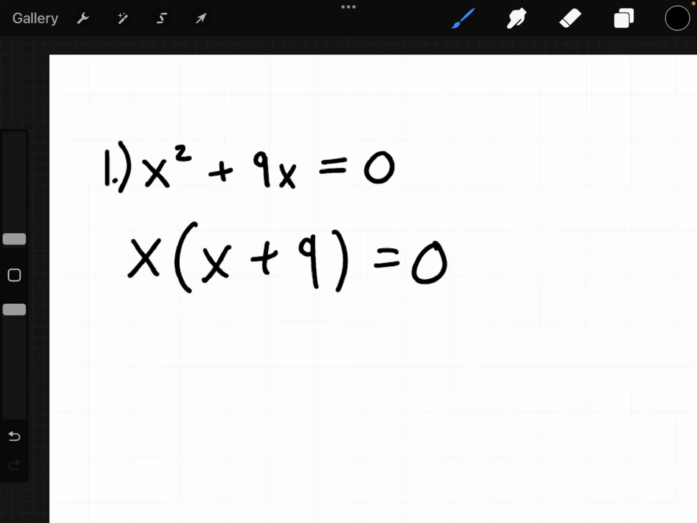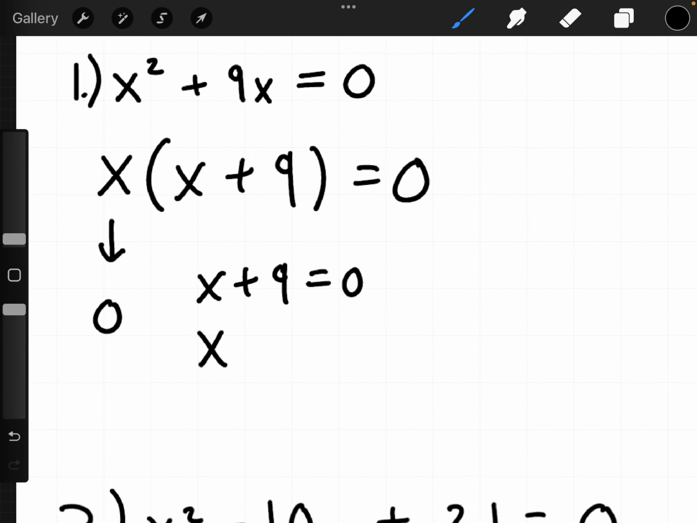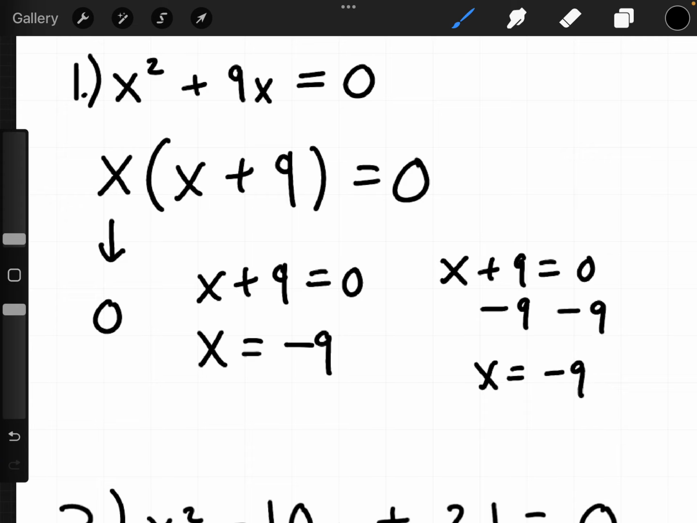Now the next step is to set each factor equal to 0 and solve for x. So this one is just going to be x equals 0, and x plus 9 equals 0. When we solve, x equals negative 9. Because remember, we have to move this 9 to this side, and by algebraic manipulation, we have to use the inverse operation. So x plus 9 equals 0, subtract 9 from both sides, x equals negative 9.